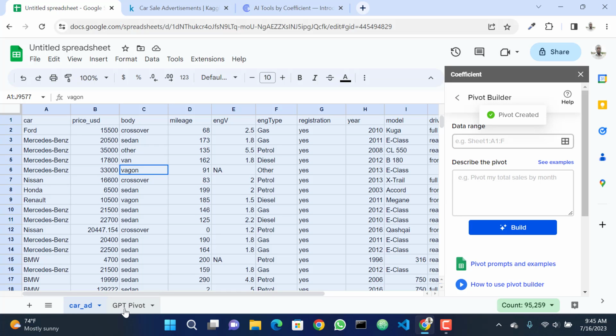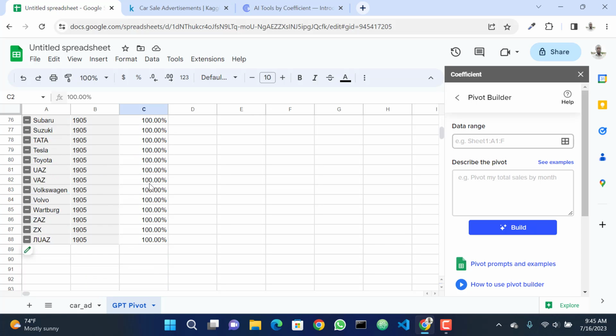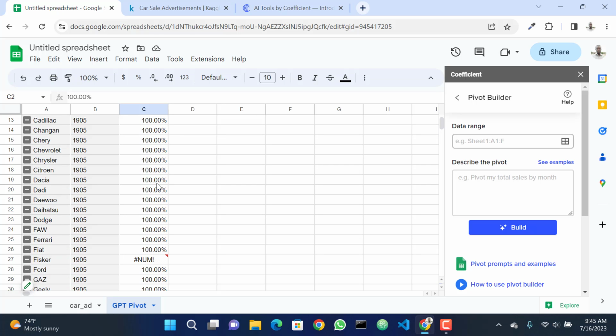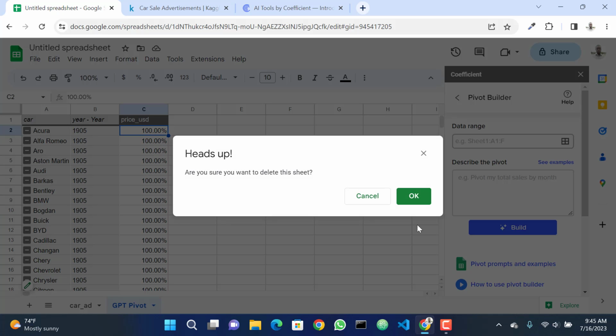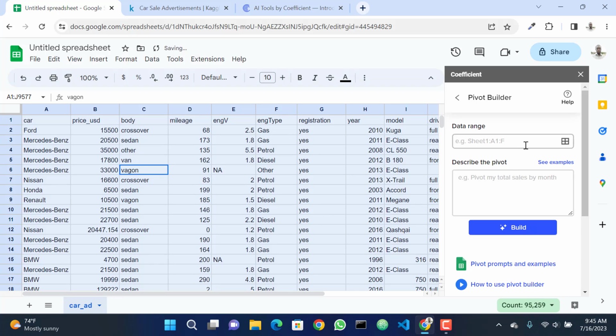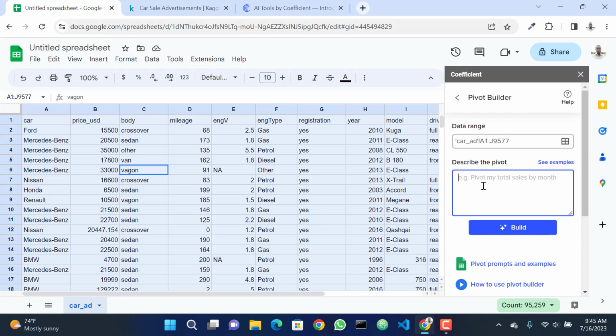So here is the GPT pivot table. This is Acura, year, 100%. I wonder why it's showing 100%. This is not really giving us exactly what we wanted, but let's look at another question.